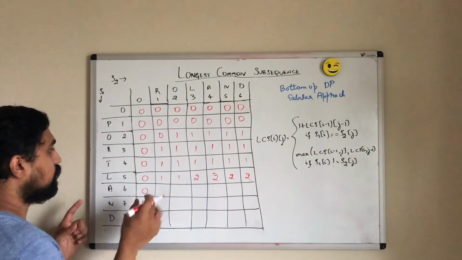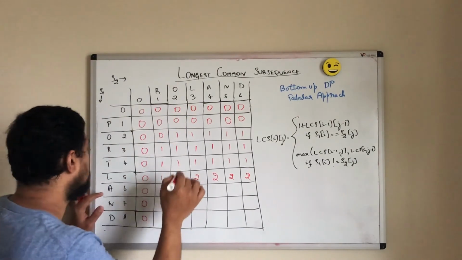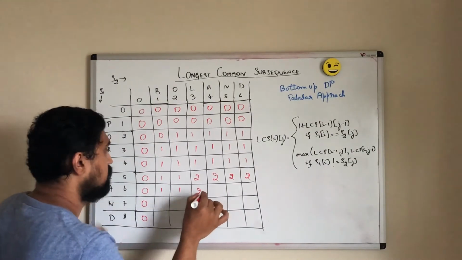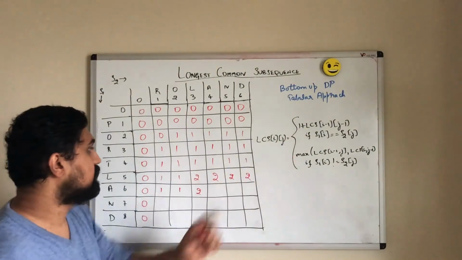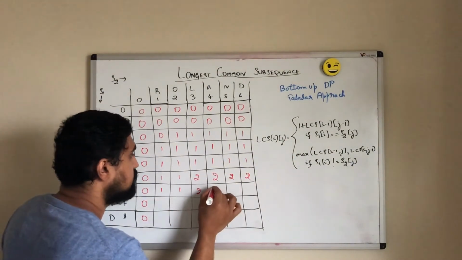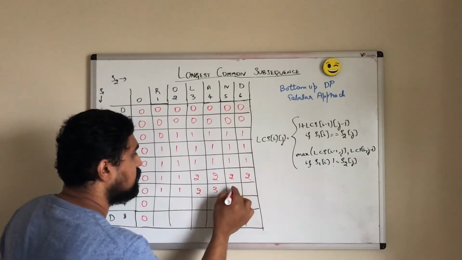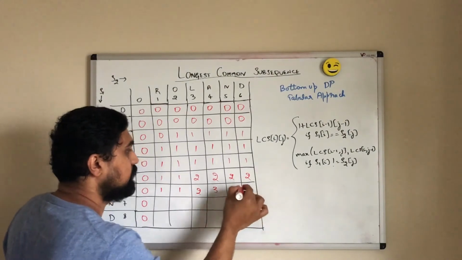A and R, they do not match, the maximum is 1. A and O, they do not match, the maximum is 1. A and L, they do not match, so the maximum is 2. A and A, they match, so the value here would be 1 plus the diagonal 1, so it's 1 plus 2, it's equal to 3. A and N, they do not match, so the maximum of these two is 3. A and D, they do not match, so the maximum of these two is 3.